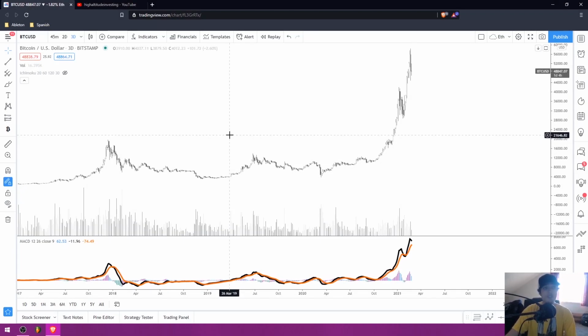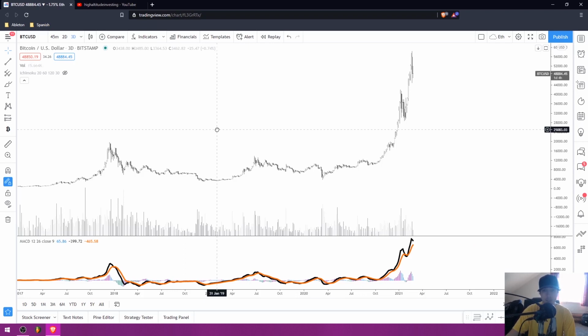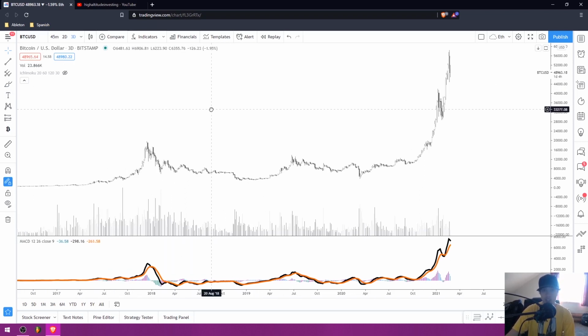So I'm starting off here on the Bitcoin Bitstamp chart on tradingview.com, and I'm going to teach you guys how I personally draw support and resistance in the markets. Support and resistance in a generalized basic sense is essentially where the market either supports itself, where the buyers are coming back in, or resists itself, where the sellers are finding strength.